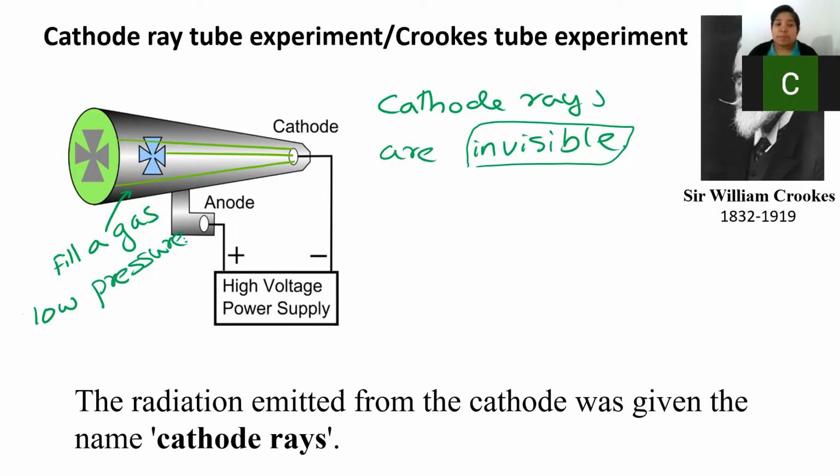And what happens is that when these cathode rays move from cathode to anode, the cathode rays hit the gas molecules. And when that happens, the electrons inside the gas molecule become excited and de-excited. It is that excitation and de-excitation that gives this green light, not the cathode ray.